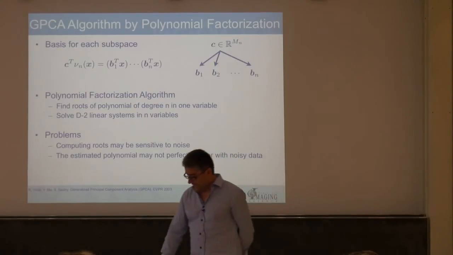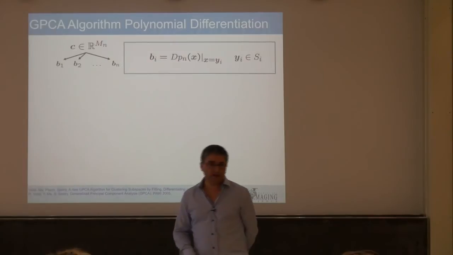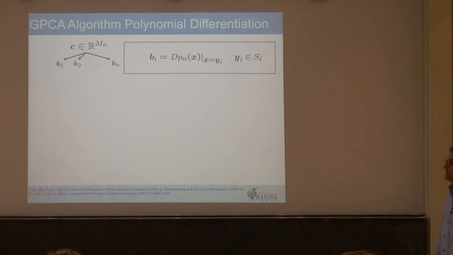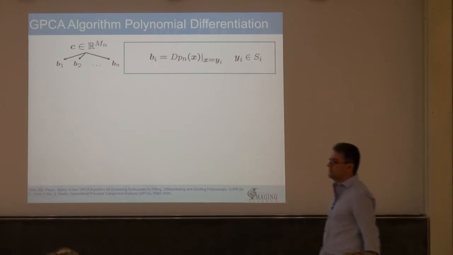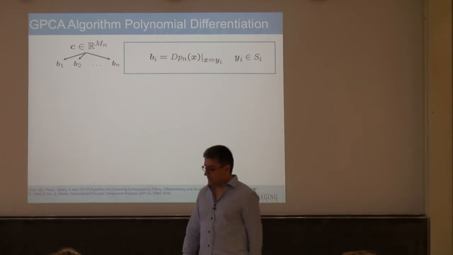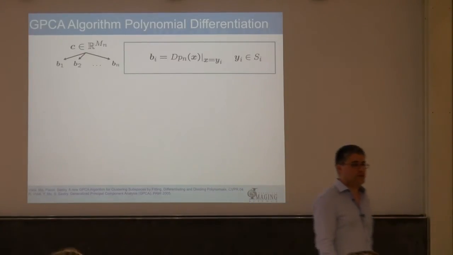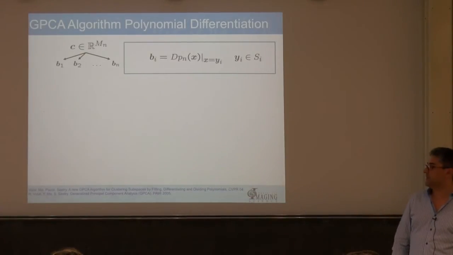So a big discovery was that you did not need to do that, and that instead you could just take the derivatives of the polynomial. And so the key theorem was that the derivative of the polynomial at a data point gives you the normal vector that you were looking for. And as simple as that.